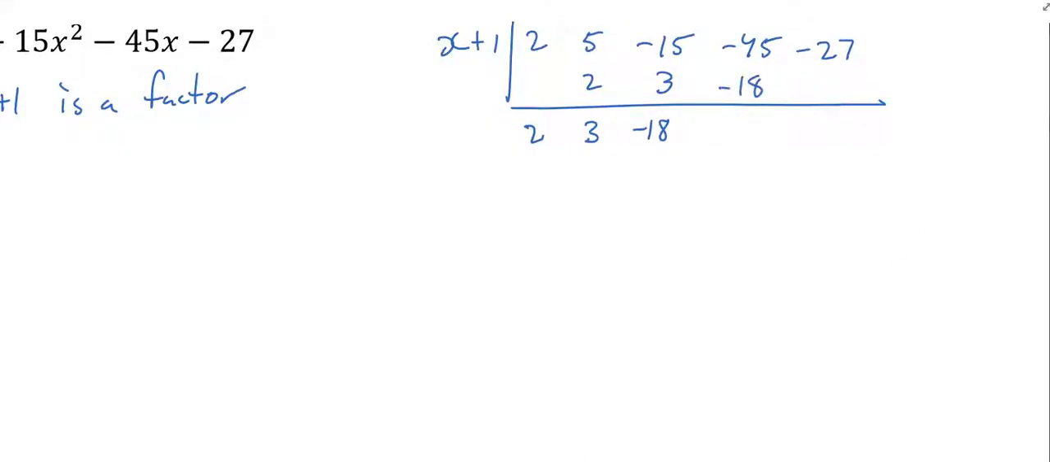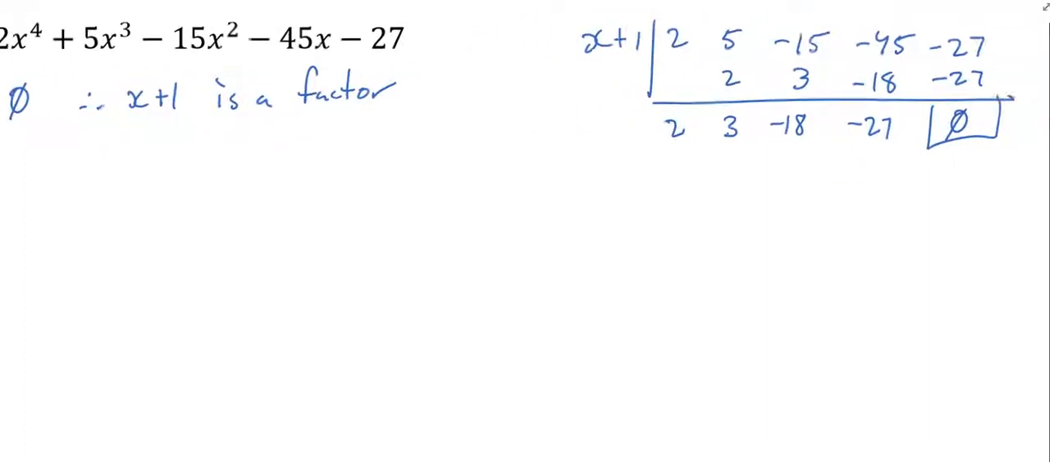45 minus negative 18 had better give me negative 27, and it does. And then times 1 is negative 27. And remember, that's not a coincidence. That has to happen to a remainder. Well, the whole point is it's got a remainder of 0. If you get to the end of doing the synthetic division or whatever you're doing, and it's not a remainder of 0, something's gone astray.